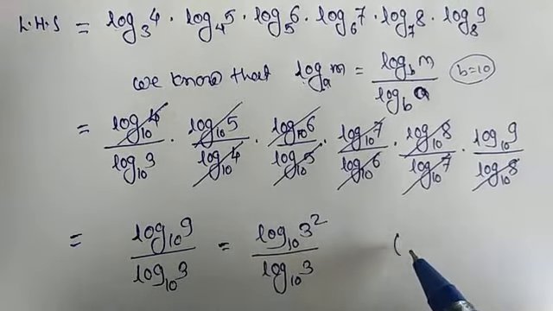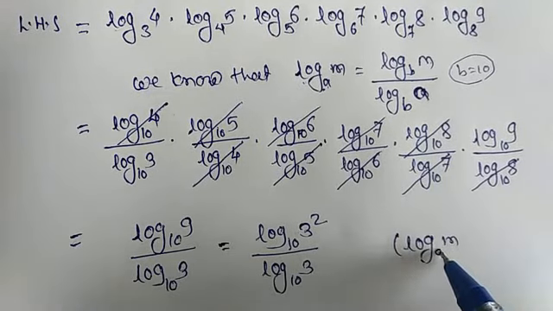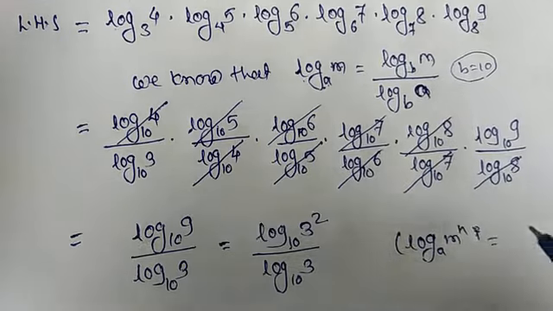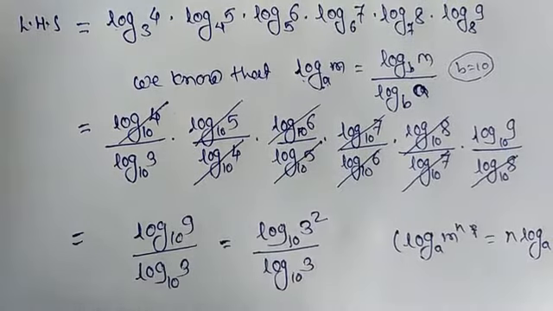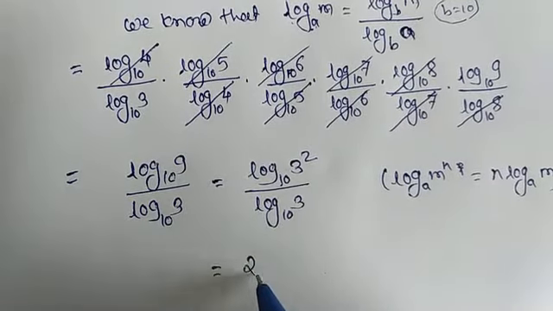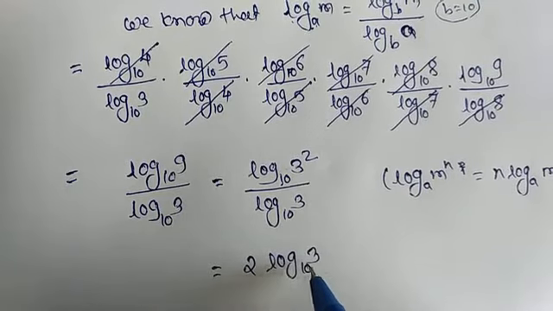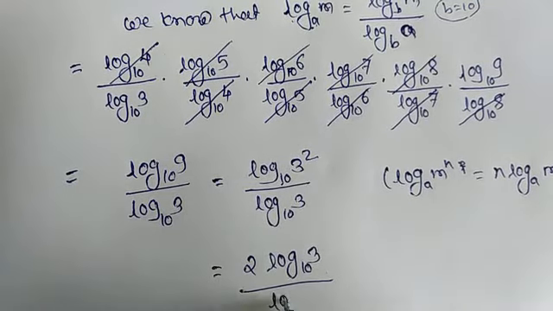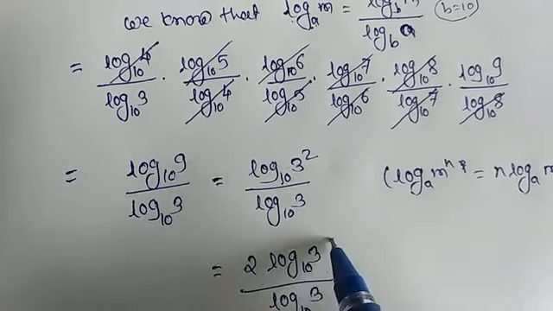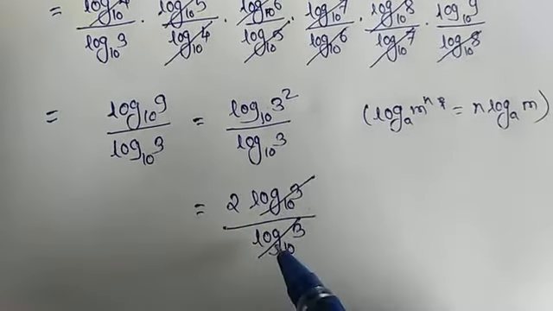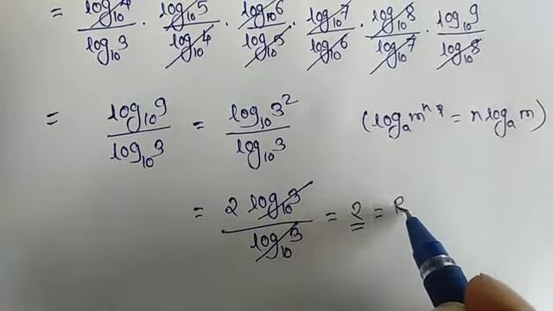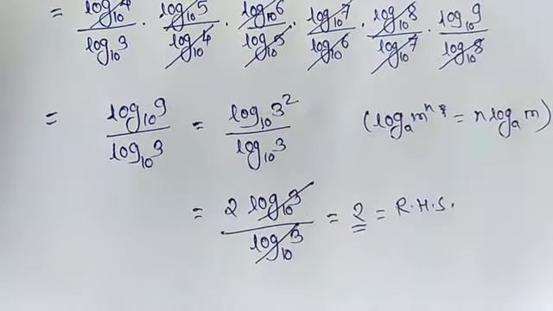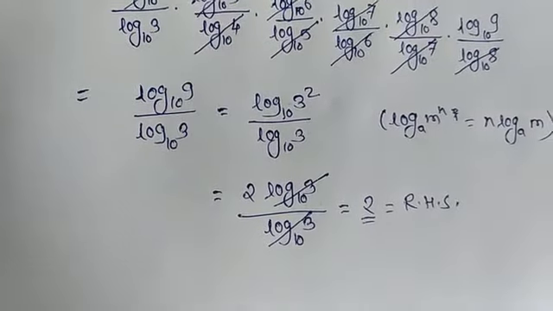Here we use the formula: log of m raised to n to the base a can be written as n log of m to the base a, and here the base is 10, so it can be written as 2 log of 3 to the base 10, divided by log of 3 to the base 10. So here again it will be cancelled because it is x upon x form, and we get only 2, which is our RHS. Okay, so this is the proof of the first example.